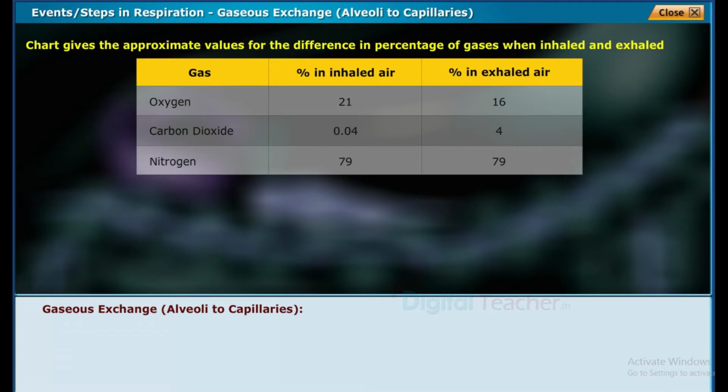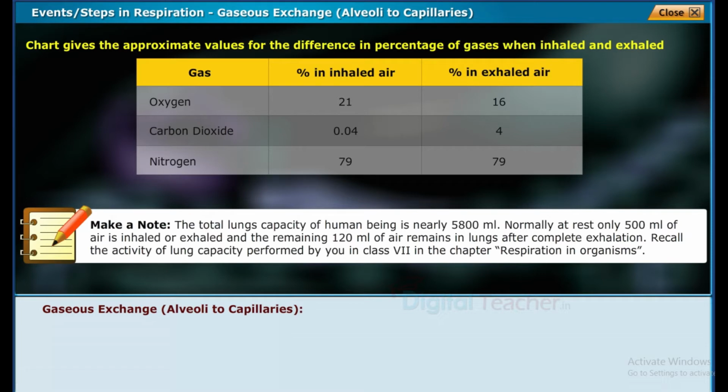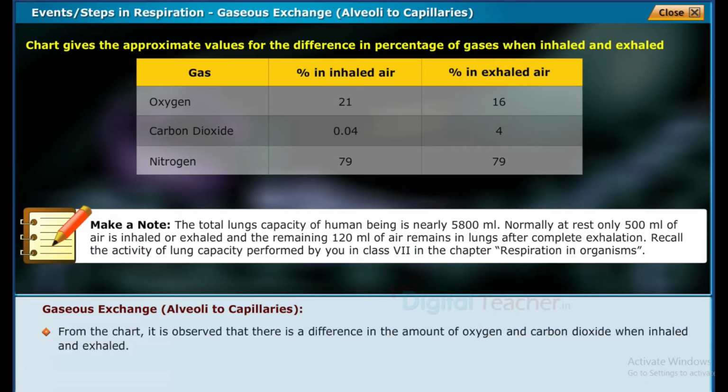Now, let us observe the chart for the difference in percentage of gases when the air is inhaled and exhaled. From the chart, it is observed that there is a difference in the amount of oxygen and carbon dioxide when inhaled and exhaled. Let us learn the reason for this in further concepts.